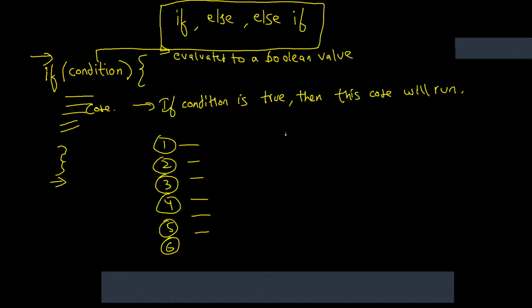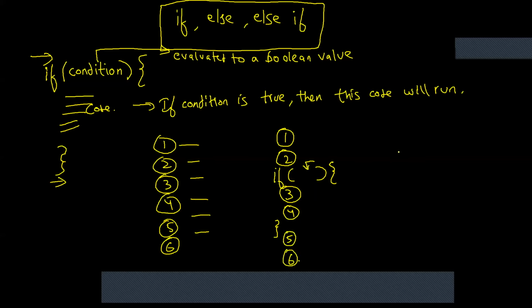Now I'll be writing something like 1, 2. I'll just put if here, and I'll put a condition here. I'll tell you how you can write a condition. Just bear with me. At the end of the class, you'll understand. In these braces, I'll put 3 and 4, and then I'll close the braces. Then I'll put 5 and 6.